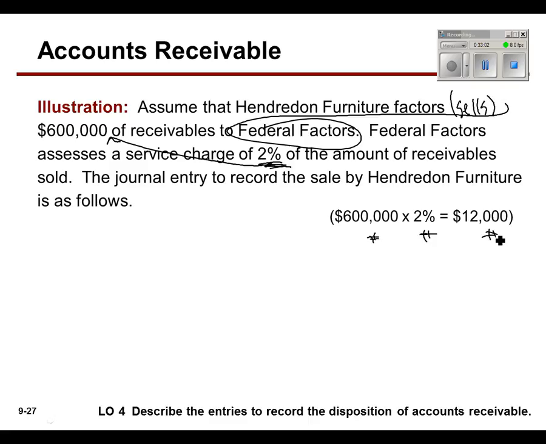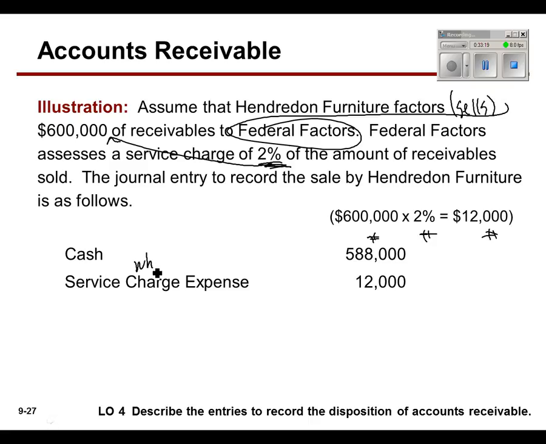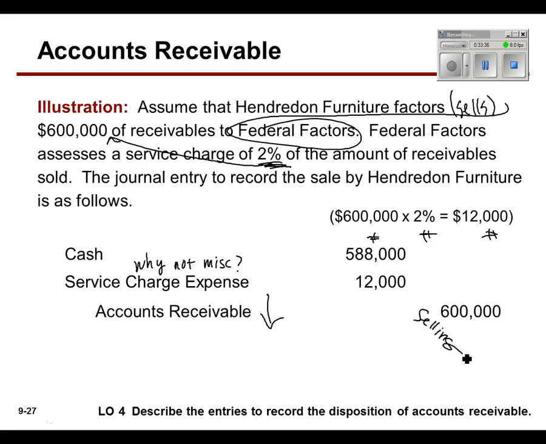How much cash are we going to get? Not 600,000, because they're going to say, we're going to charge you 12 grand for us to do the dirty work here. A service charge expense. You might say, why isn't this miscellaneous? It kind of is. It's called the service charge expense, kind of a weird phrase there. And then the AR is going to go down. We're selling it. We're getting rid of it.